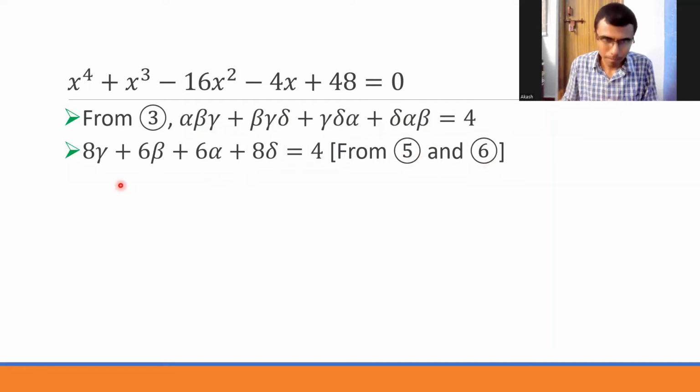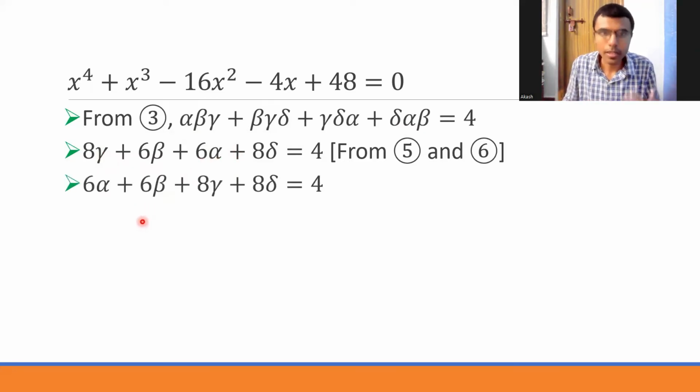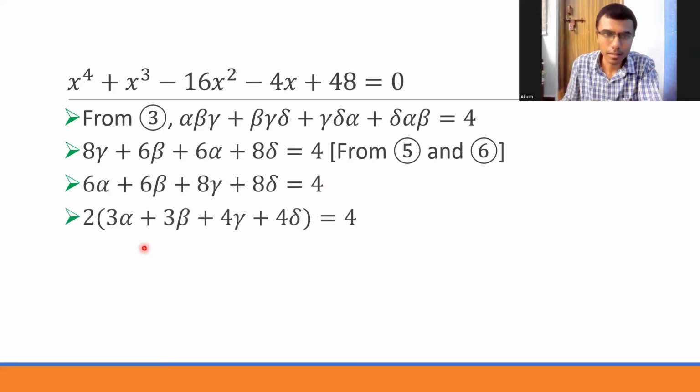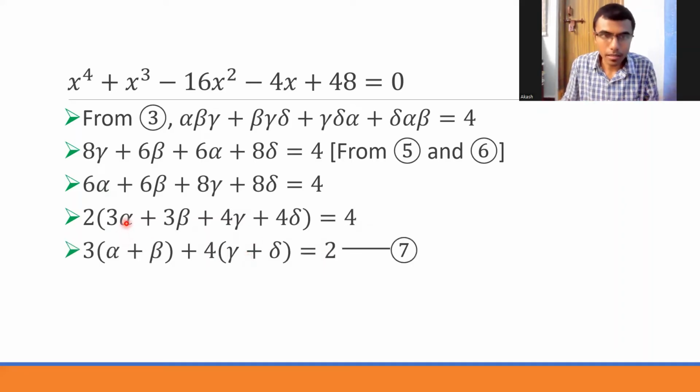Okay. Next, I'm just going to rearrange it. I'm going to put 6 alpha in the beginning and 8 gamma here. So I'll get something like this. Then I'm going to take 2 common in this entire equation. So I'll get this and send this to here. So basically RHS would become 2. And not just that, write these two terms as 3 into alpha plus beta, and these two terms as 4 into gamma plus delta. Basically take 3 common here and 4 common here.